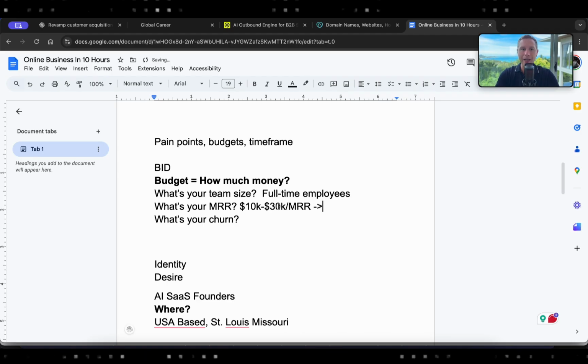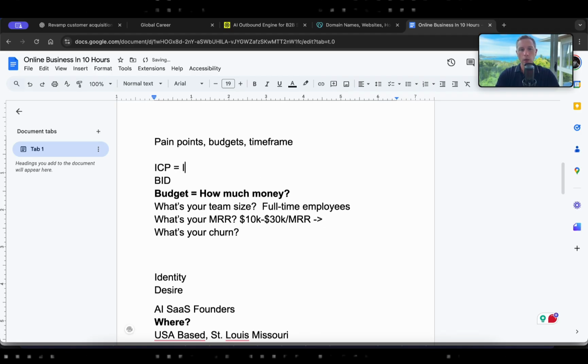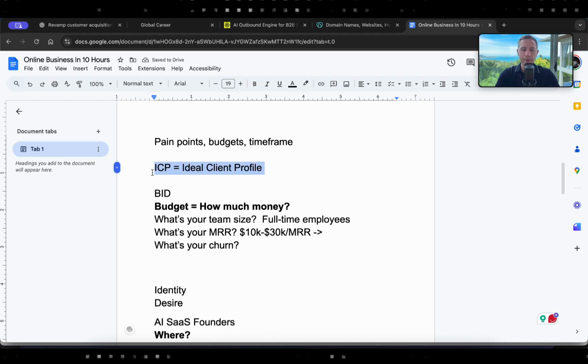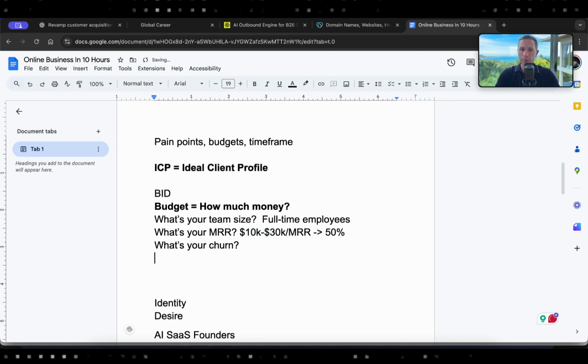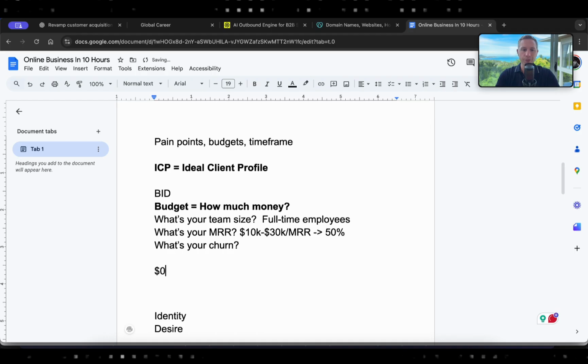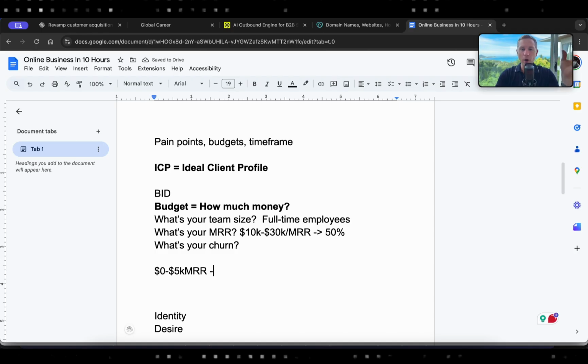So this is your ICP, which stands for Ideal Client Profile. And so you might have your ICP that is within this range, and let's say they close at 50%. But let's say we've got the people that are making 0 to 5K. They might still be fitting in your MRR or in your bid framework here. They might be outside of your ideal, but they still might fit your client profile.